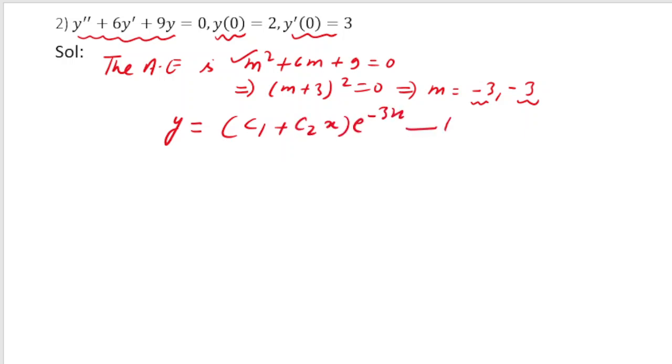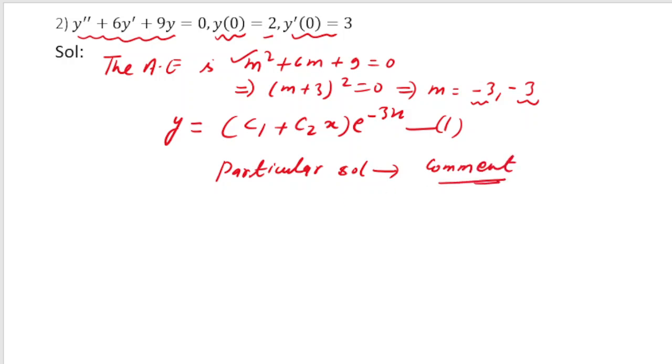Now consider this as equation 1 and use these two conditions, y naught is equal to 2 and y dash naught is equal to 3, as I have shown you in one of the previous problems, and let me know what the particular solution is. So this is one of your exercises. Let me know in the comment section. So particular solution, comment, right?